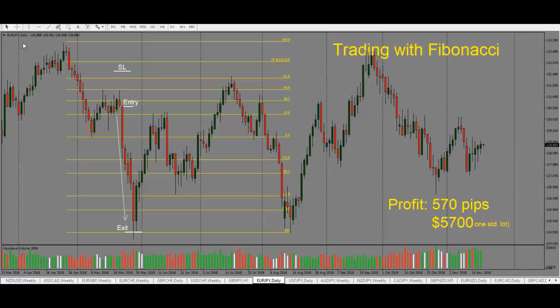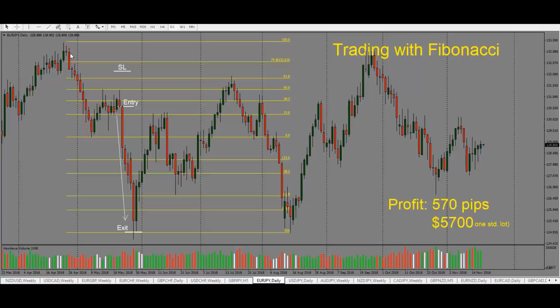This is Euro-Yen daily chart. So when we use Fibonacci's, what we are looking for is price to pull back into Fibonacci retracement levels. And then we are looking for a continuation move in the direction of the previous move. So it's a continuation trade that we are looking for.